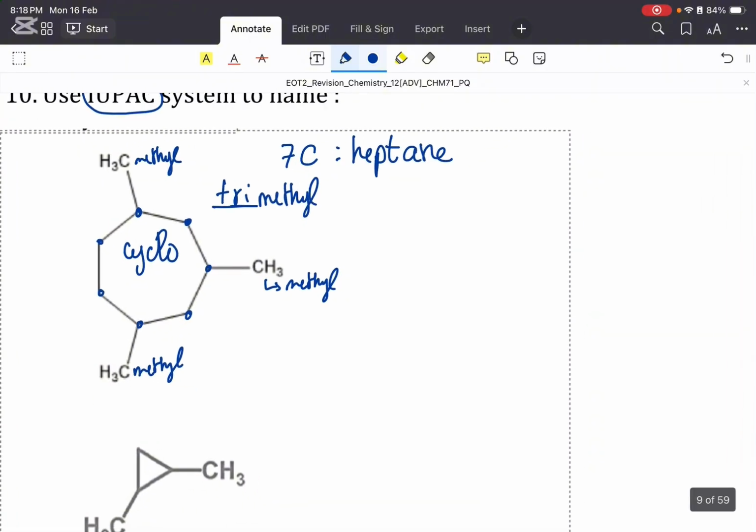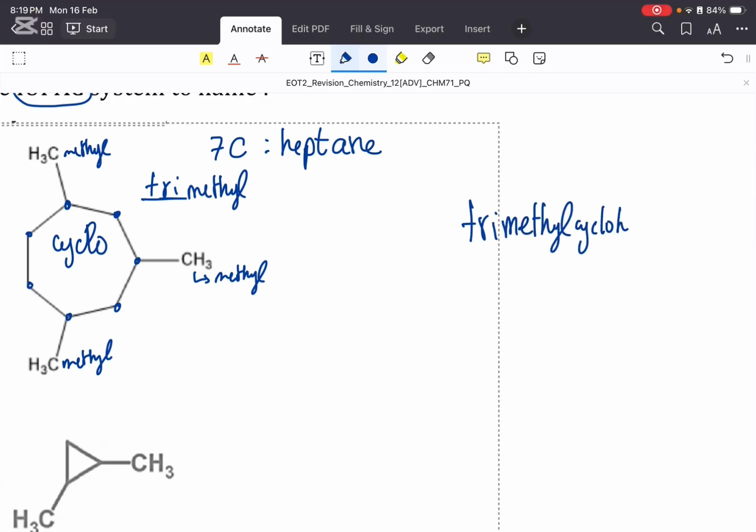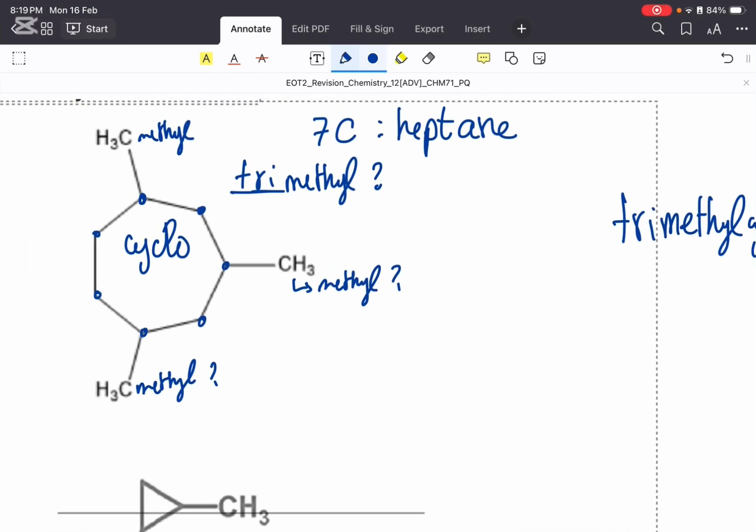So, trimethylcycloheptane. Now, I'm not done. I need to tell you the location of these methyl groups. And here comes the counting. I have to count in a way to give the branches the lowest possible number. So I better start with the branch itself.